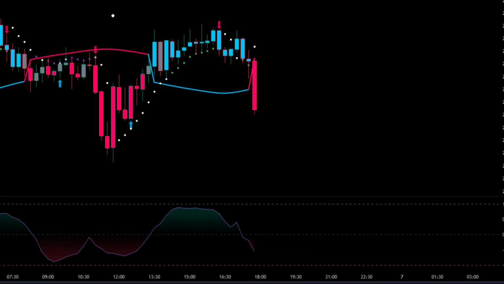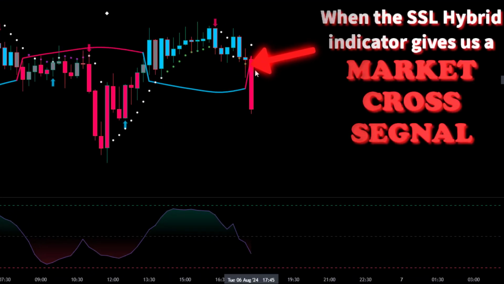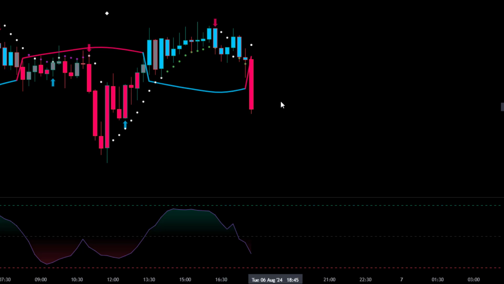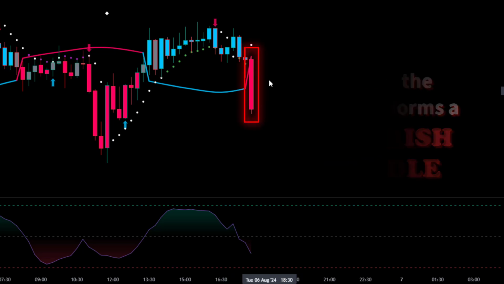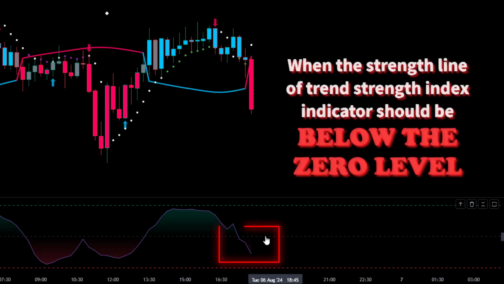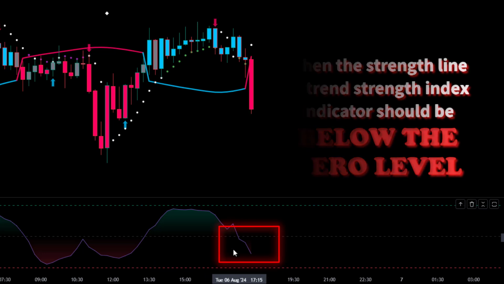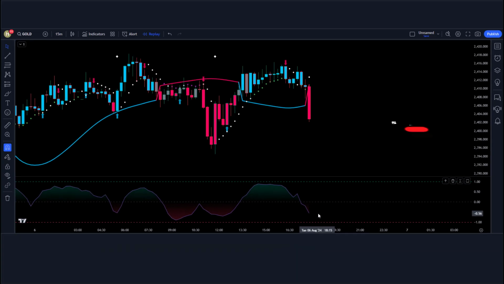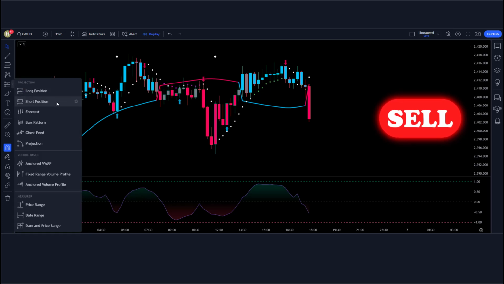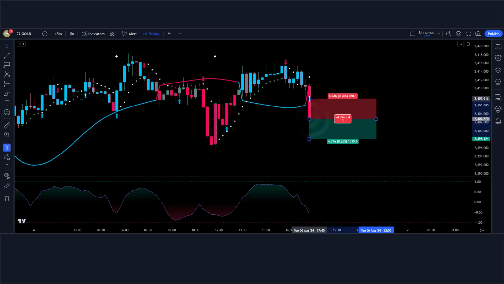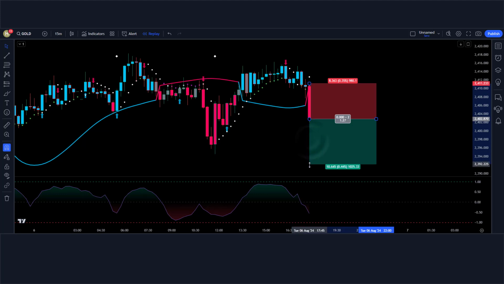Now, let's understand the concept where we will take buy and sell trades based on their conditions. When the SSL Hybrid indicator gives us a market cross signal, when the market has formed a bearish candle, and when the strength line of the Trend Strength Index indicator is below the zero line, if this condition is fulfilled, then we will place a sell order. Our stop loss will be placed at the red line of the SSL Hybrid, and the risk to reward ratio will be 1:1.5.